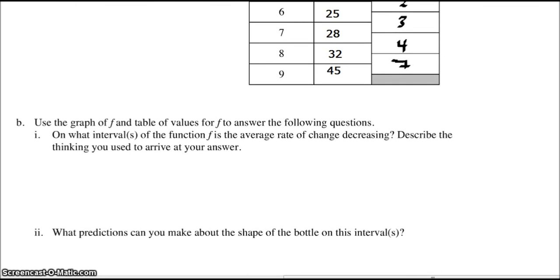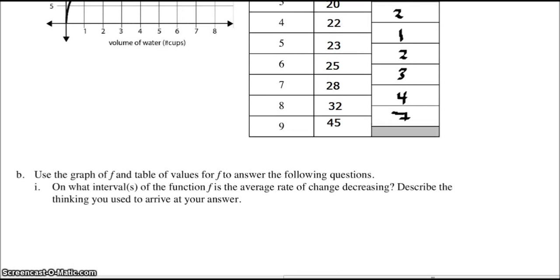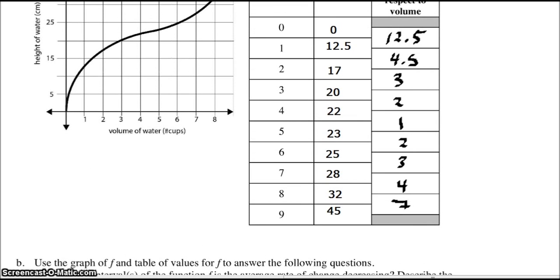Use the graph of f and table of values for f to answer the following questions. On what interval of the function f is the average rate of change decreasing? Okay, so to me, it looks like it's from about 0 to 4, and then we start to increase again. The book says as the volume increases from 0 cups to 5 cups, the average rates of change are decreasing because for equal changes in the volume, the corresponding changes in height are decreasing.